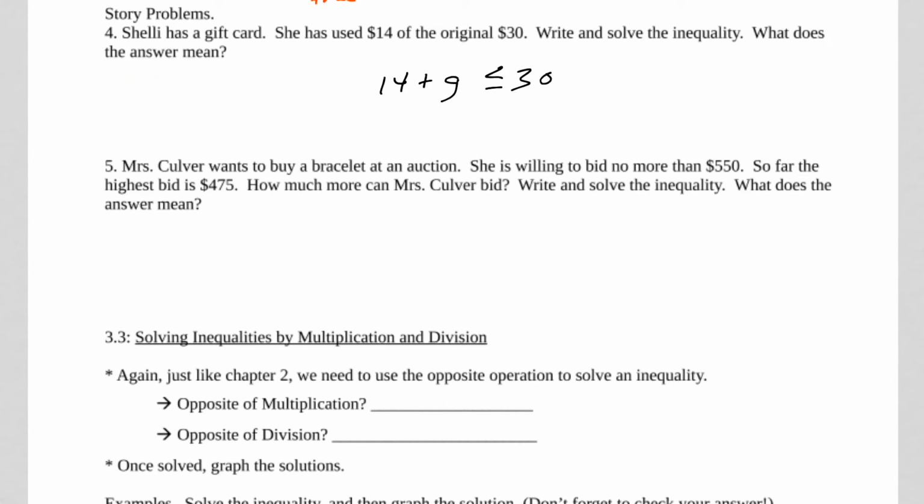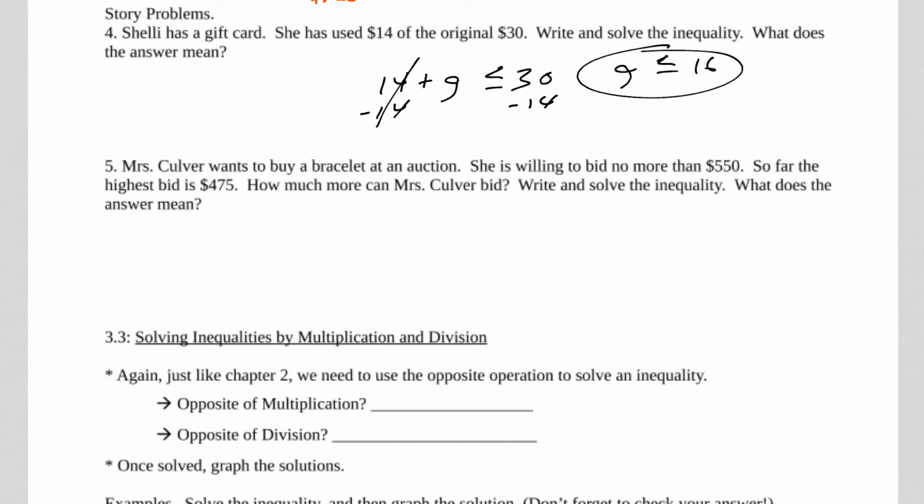On this one, to solve it, we are going to try to get G by itself on the left-hand side. So we've got a positive 14 there, so we're going to subtract 14 on both sides. These are going to cancel out and make a 0. So then on the left-hand side, we have G all by itself, and then we have that it is less than or equal to 30 minus 14, which is 16. So that's our solution right there. And what does that mean? It means that she has less than or equal to $16 left to spend on that gift card. Now let's try number 5.